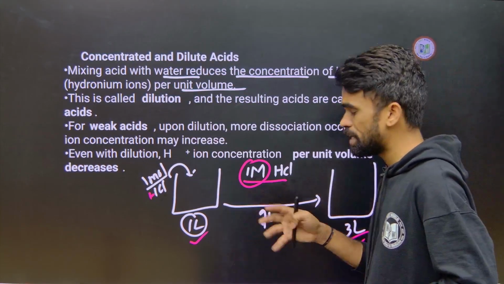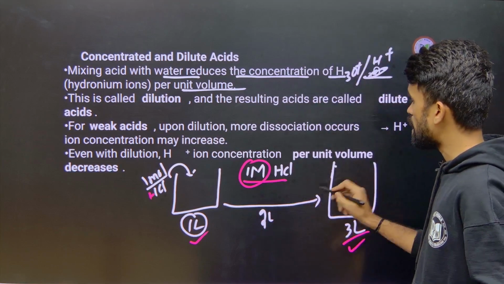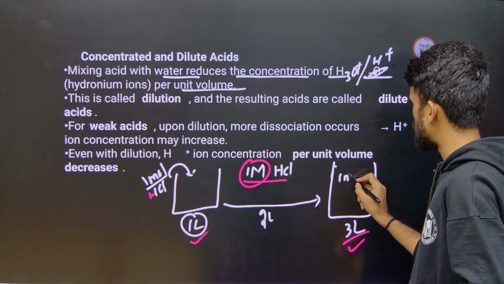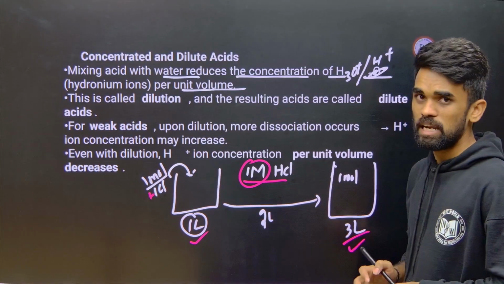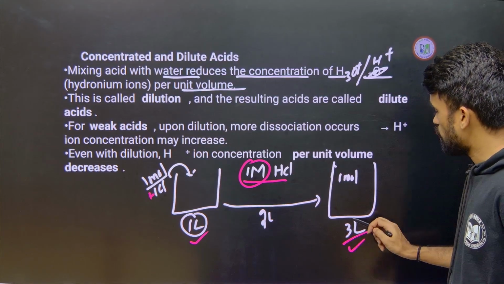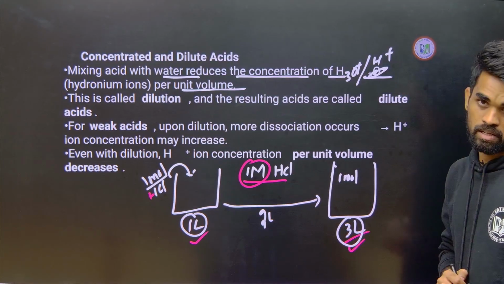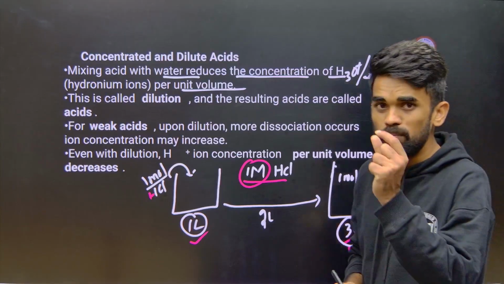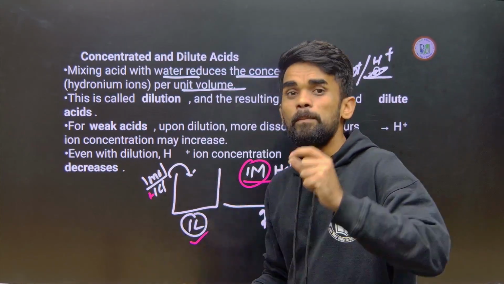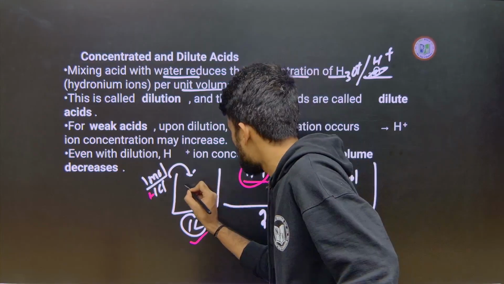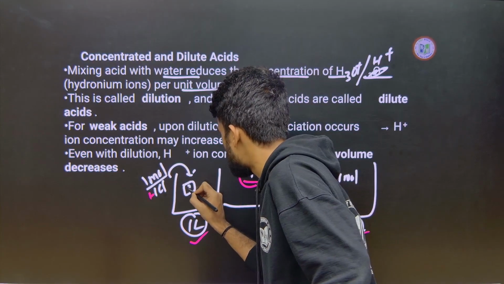I am mixing with 2 liters of water. So now what happens? This same 1 mole of HCl particles will be in the 3 liter vessel. It means the number of acid particles per unit volume, let us say here, 2 HCl particles per unit volume.